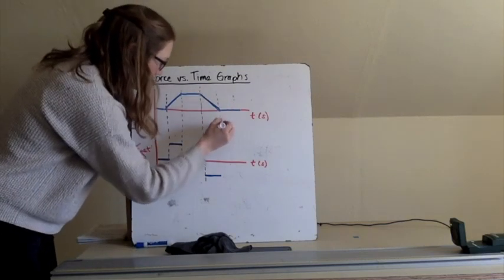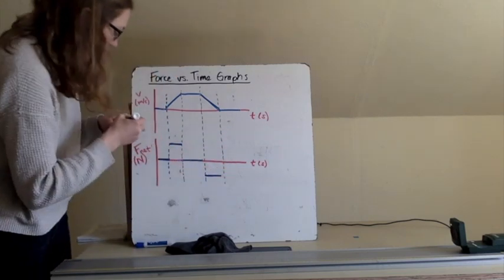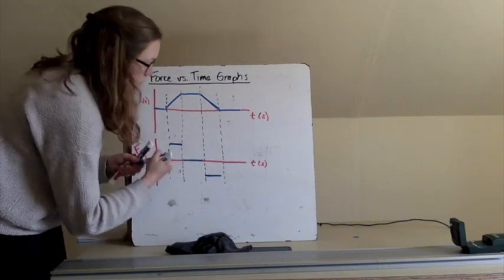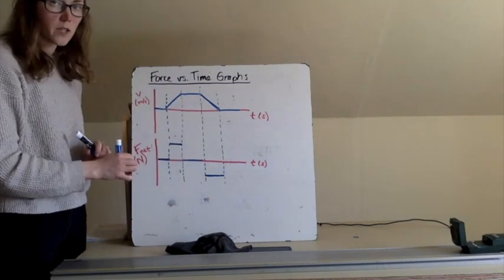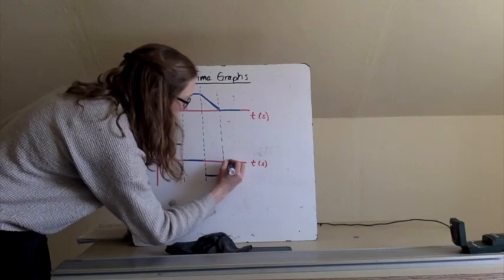Okay, I said last section before, but we do have one more section where the object is stopped again. So when it's stopped, when its velocity isn't changing, back to 0 net force.